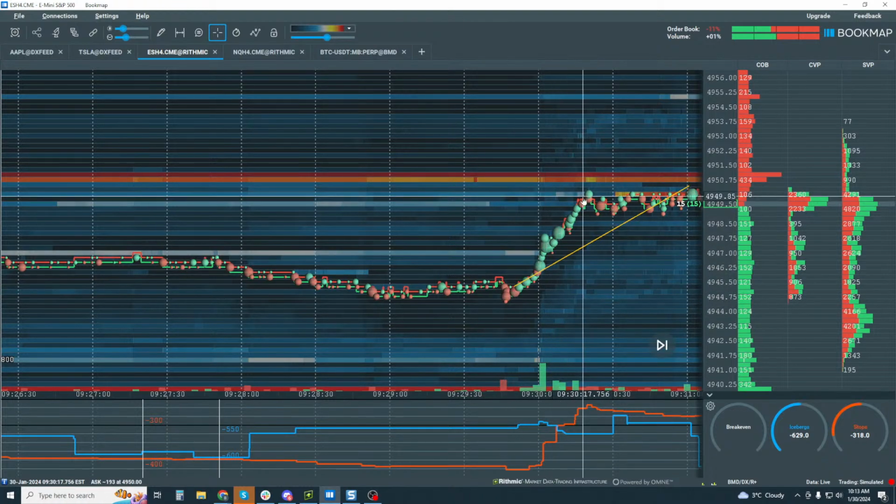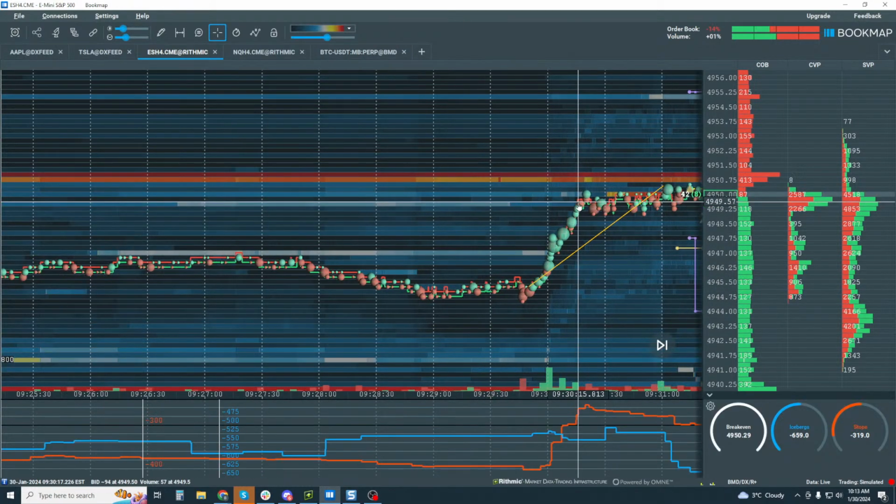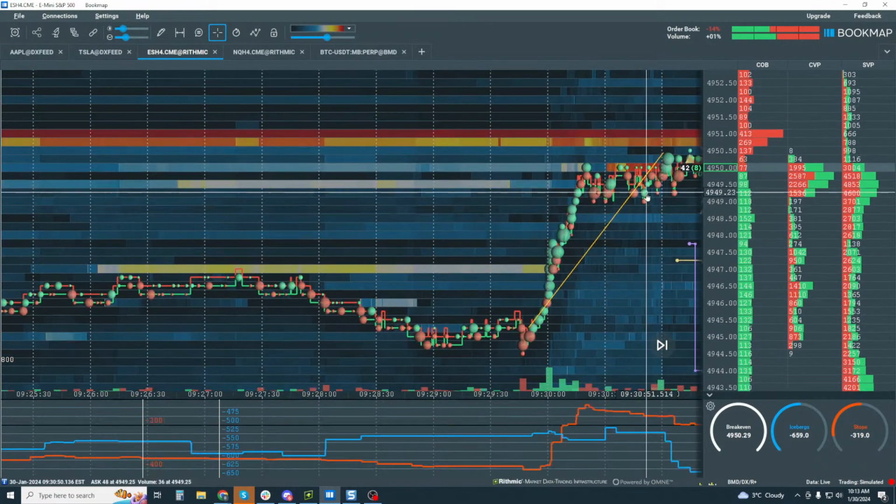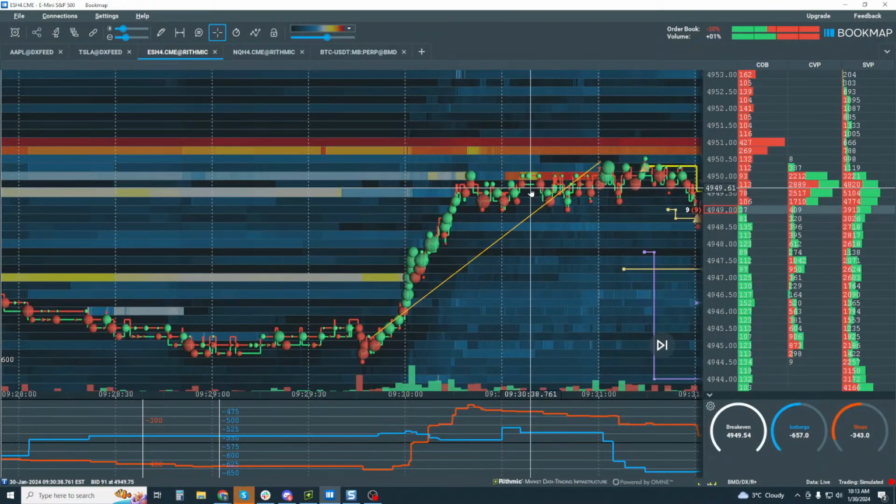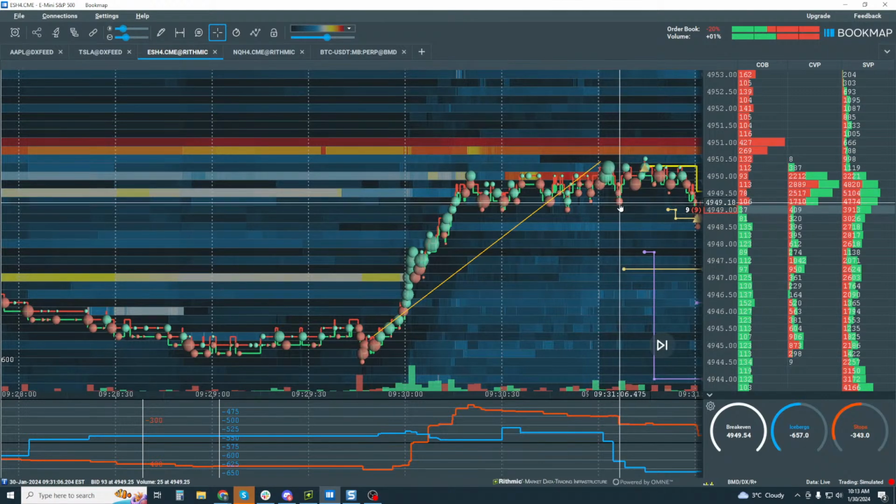Okay, so I saw the move up, and let's just zoom in here, because I did trade on this low time frame. And then I saw high liquidity traded here. There's still more buying pressure. I saw a retest here on the sell side.